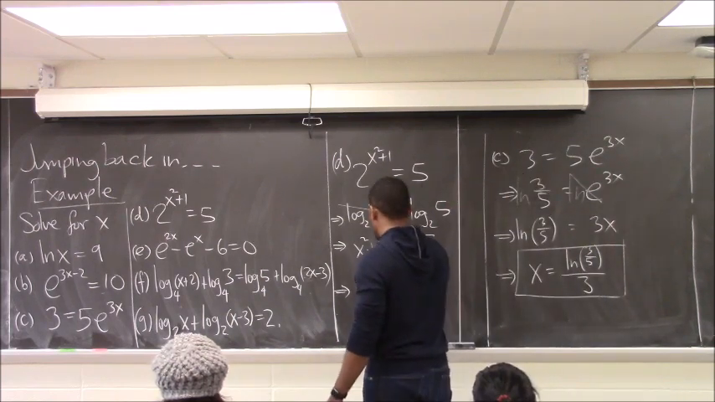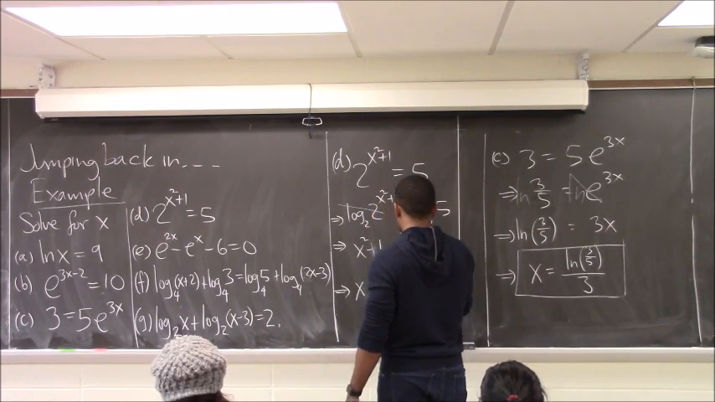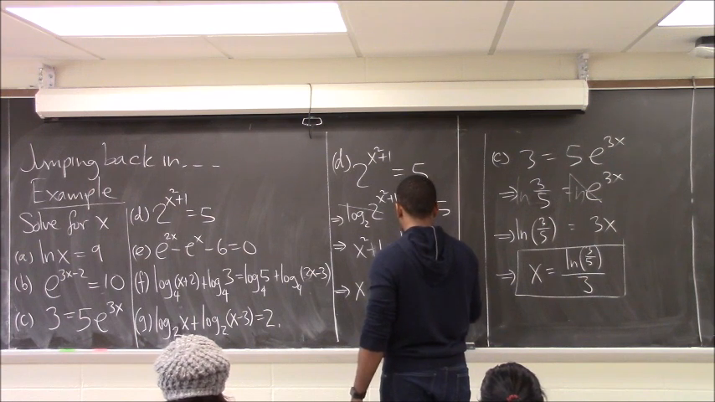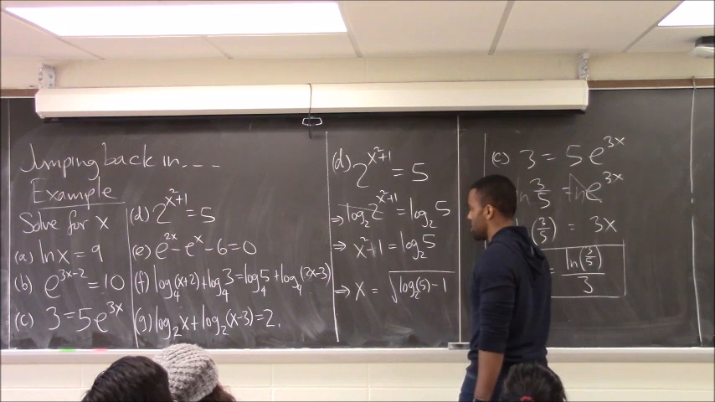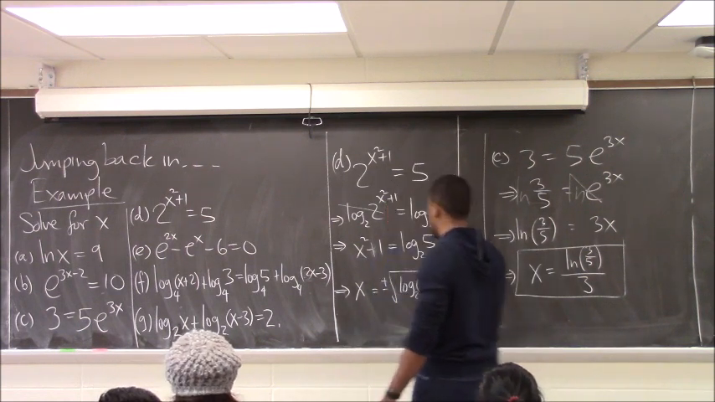Subtract 1 and then take the square root. So it's going to be log to the base 2 of 5 minus 1. Then I take the square root. That's going to be plus or minus.